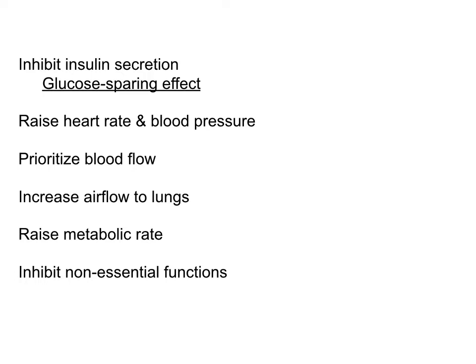These hormones are going to raise your heart rate, which is going to contribute to an increase in blood pressure. They can prioritize blood flow so that you have less blood flow going to organ systems not involved in fight and flight, like urinary and reproductive and digestive, and more blood flow to structures that are, like your skeletal muscles, your cardiac muscle, your nervous system, also your adipose tissue and your liver.